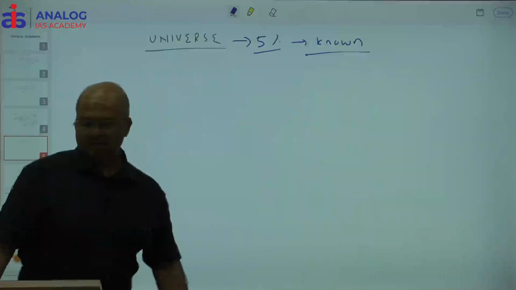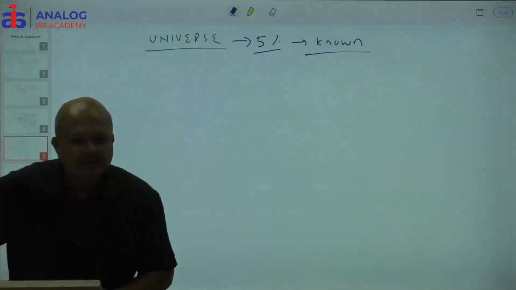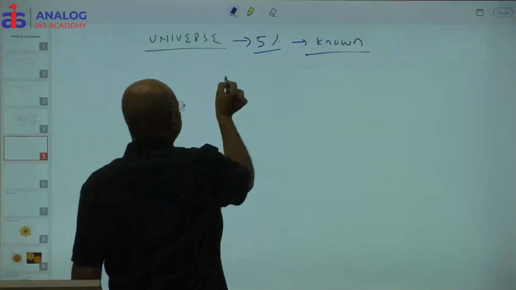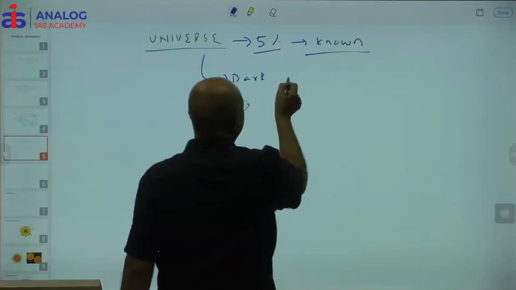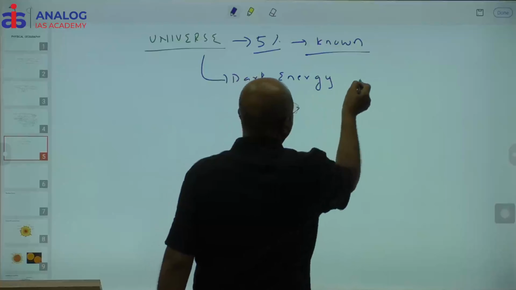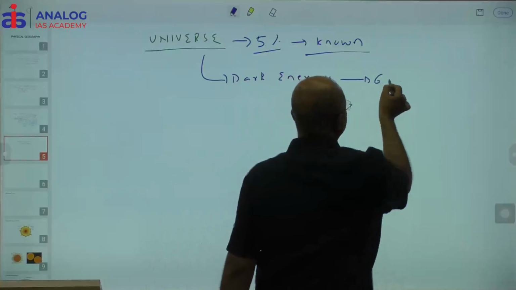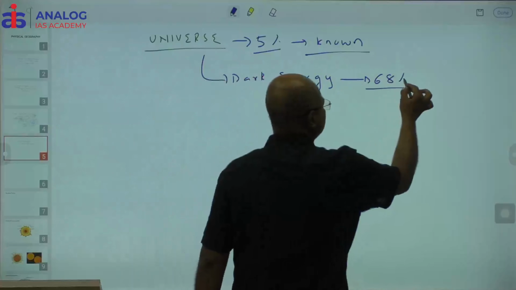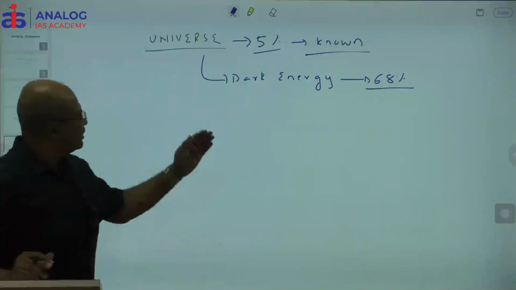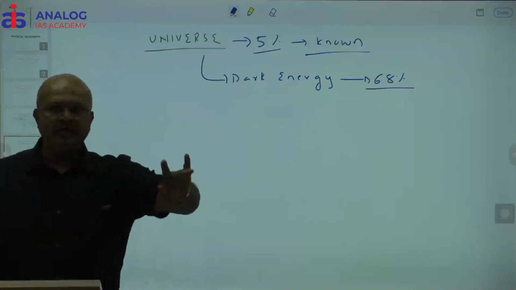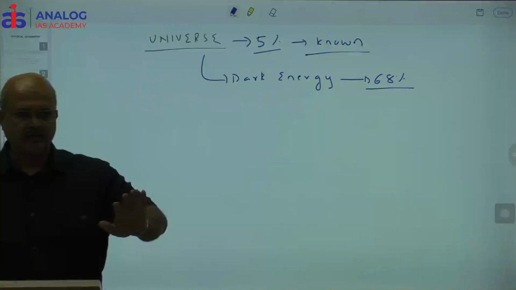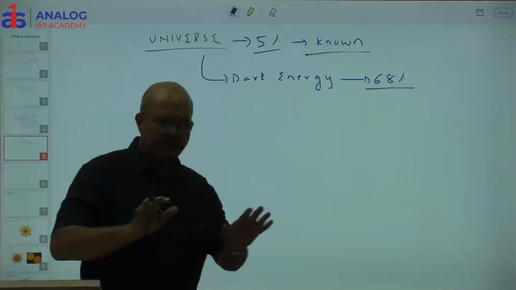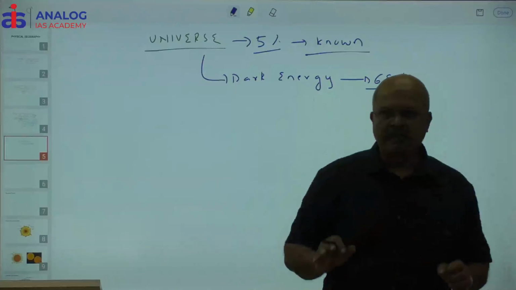What does the bulk of universe consist of? Any guess? Have you heard about dark energy? Dark energy and dark matter. Dark energy carries around 68%. So this dark energy does not emit any light, no electromagnetic radiation.